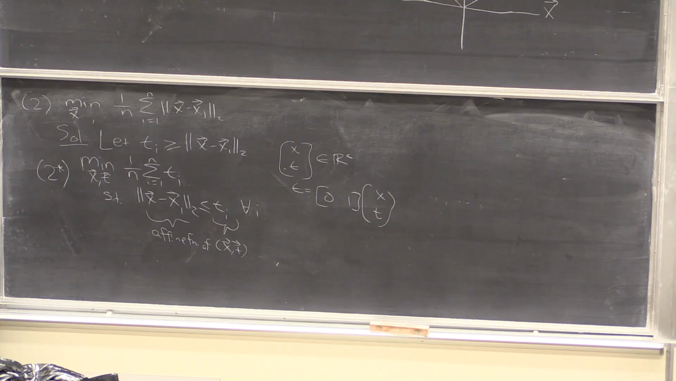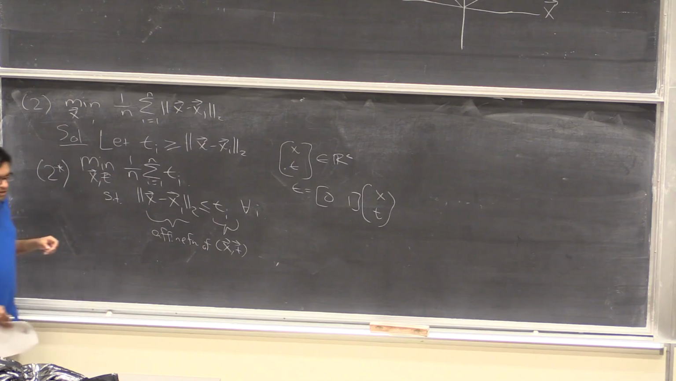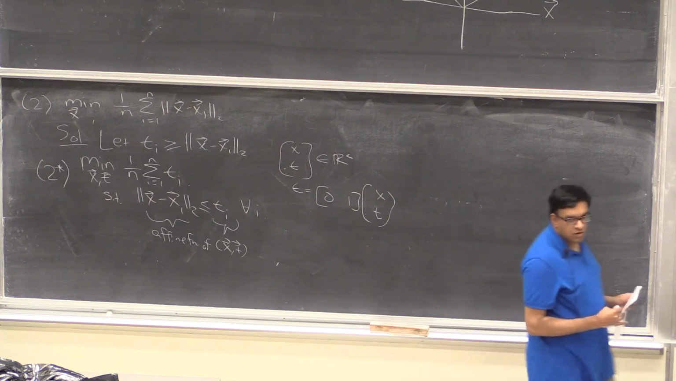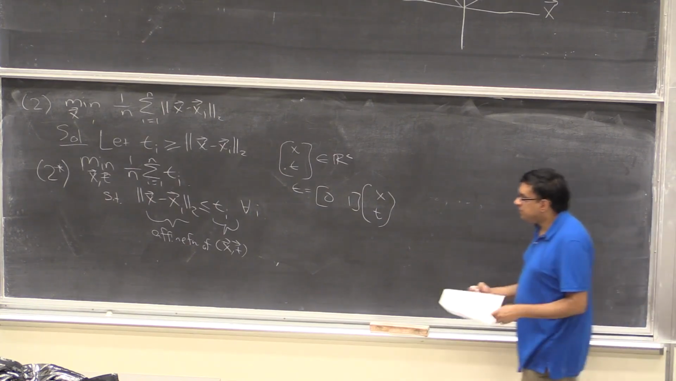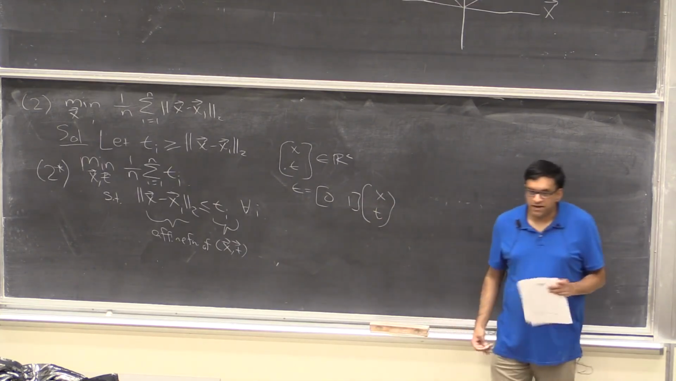Questions? Okay, so this thing is an SOCP because this is a second order cone constraint, and the objective is linear in the optimization variables. So for problem 2, we're able to solve it properly by just solving problem 2 star and then extracting the optimal x star.